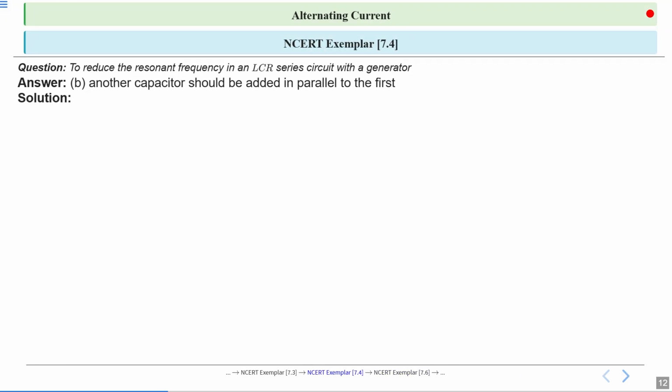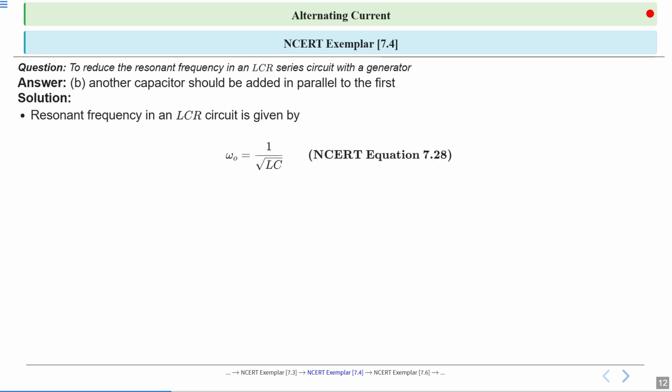Let's see the solution. So B option is correct: another capacitor should be added in parallel to the first. The resonant frequency in an LCR circuit is given by omega naught equals 1 by root LC. So to reduce the resonant frequency, what we have to do? We have to either increase the inductance L of the inductor, or increase the capacitance. Okay, how can we increase it?